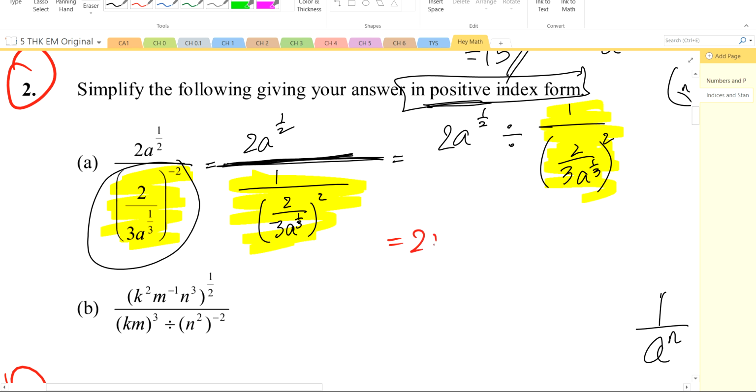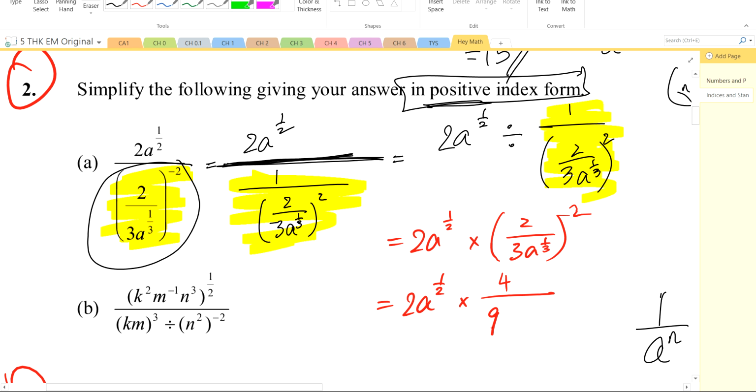Next. This is equals to 2a power half multiplied by, when I divide by this, I change it to multiplication, I flip it. Multiplied by 2 over 3a power 1/3 to the power of 2. Okay? So expand the one on the right, so we have 2a power half multiplied by 2 square, which is 4, divided by 3 square, which is 9. A power 1/3 square is a power 2 over 3. This step okay?